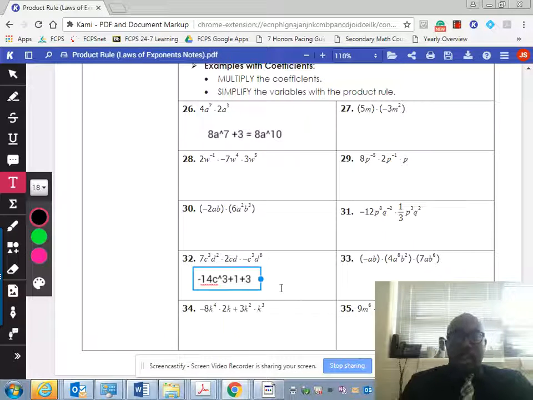Okay, so now we can deal with our d's right next to it. So the first one has d to the second power. So 2 plus d to no exponent, which we know is 1. And the last one is d to the eighth power, so plus 8. So our final answer ends up being negative 14 c to the seventh power d to the 11th power.